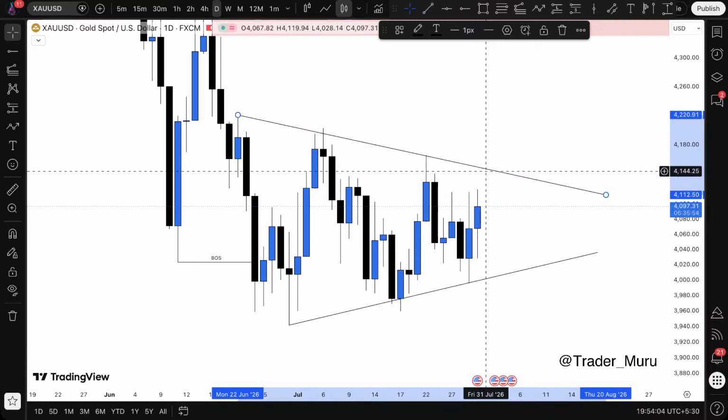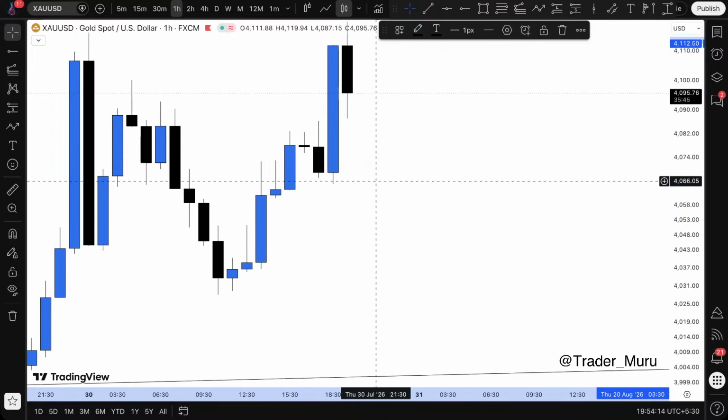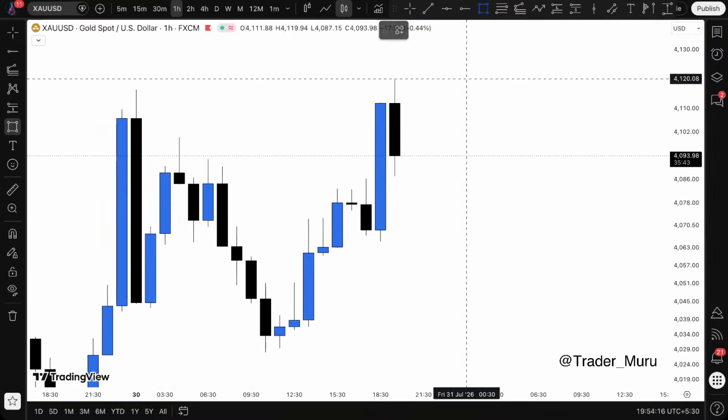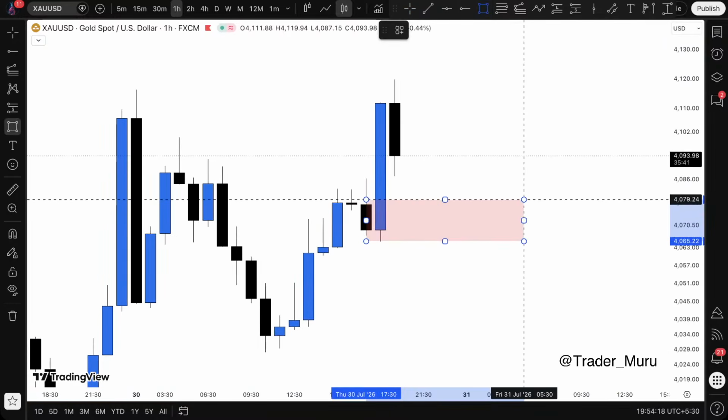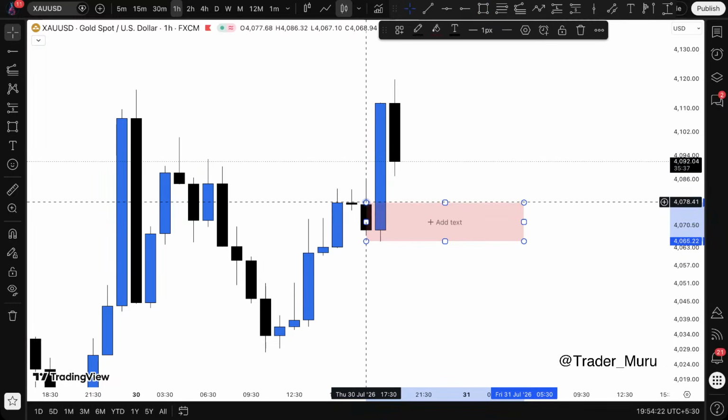What would be the best buying zone between 4093 to 33? Very big range. Best zone is still this area, 78 to 66.